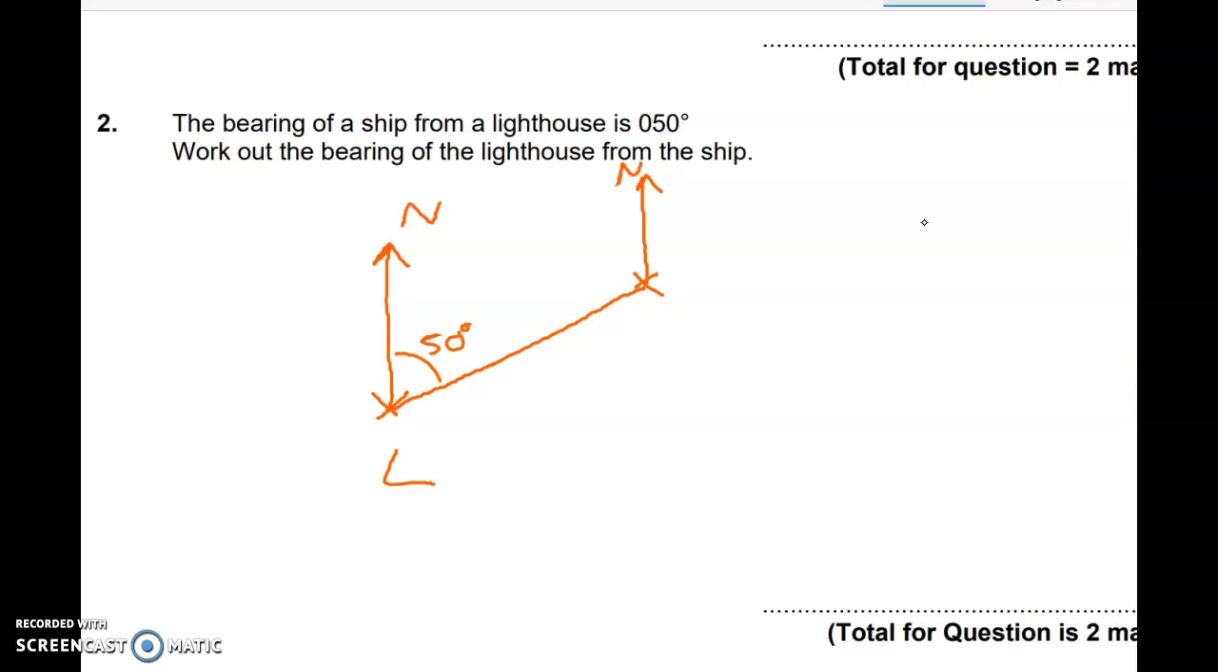The bearing of the lighthouse from the ship. So again, you're going to work out this angle in here using your co-interior angles, which add up to 180 degrees, and therefore this angle here, you guessed it, is 360 minus the interior angle. Hopefully that will help.